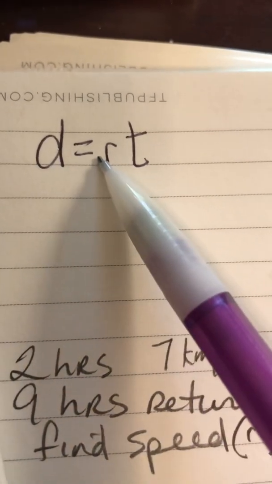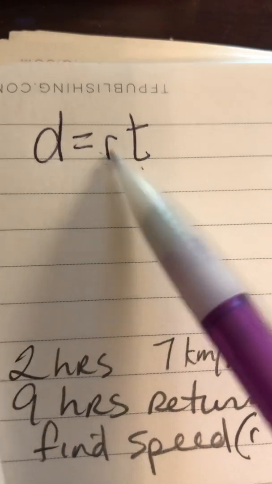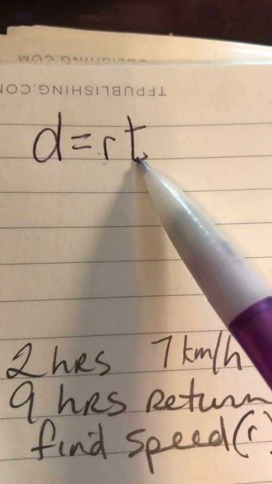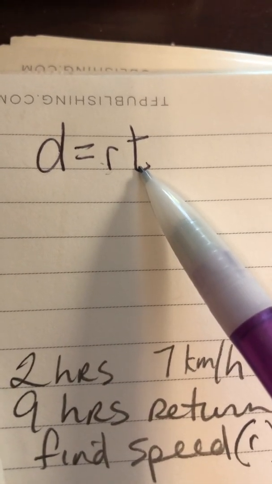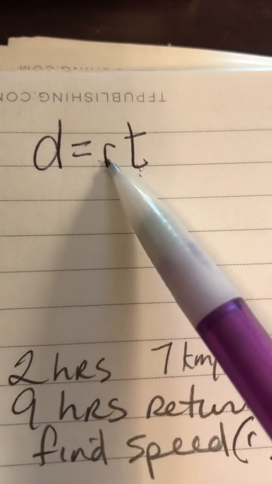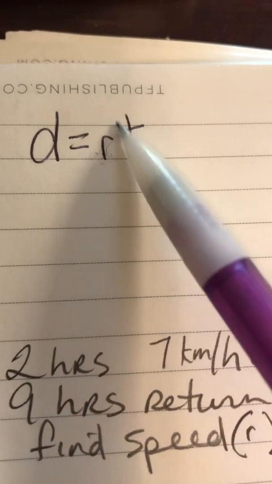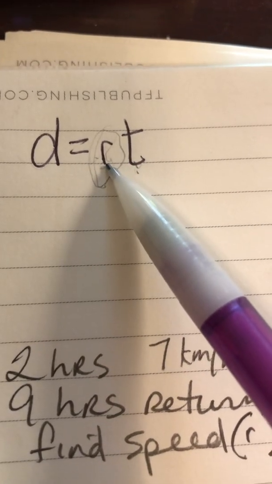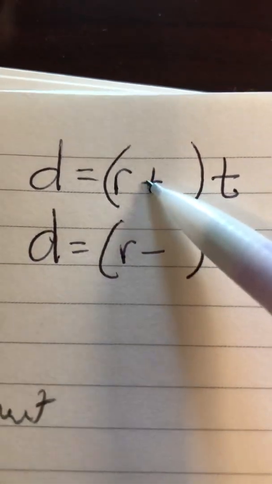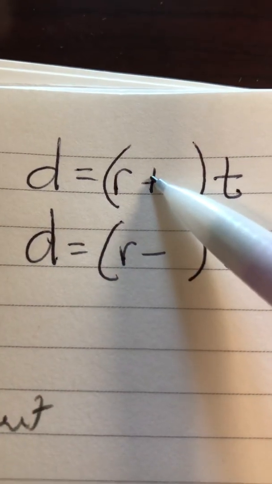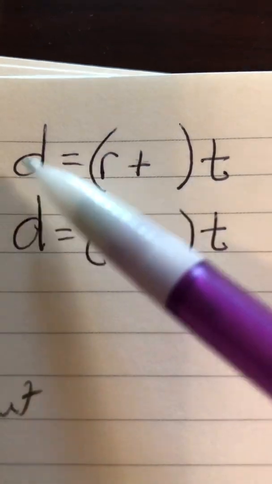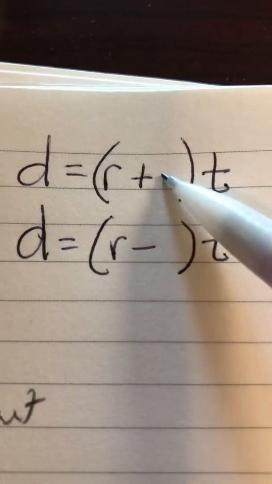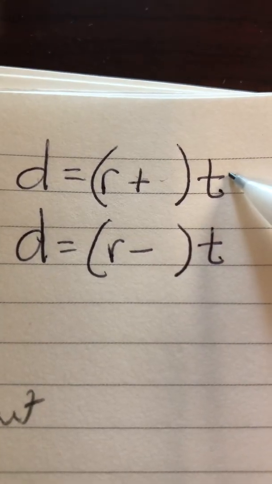The distance is equal to rate times time, or speed times time. But because we have a current or a wind or something that's affecting that speed, we're going to rewrite this. The speed part of it is going to show the effect of the current or the wind. So over here, if the wind is helping the speed, like it's pushing them from behind to make them go faster, then we're going to do distance is equal to the speed times time, just like before.